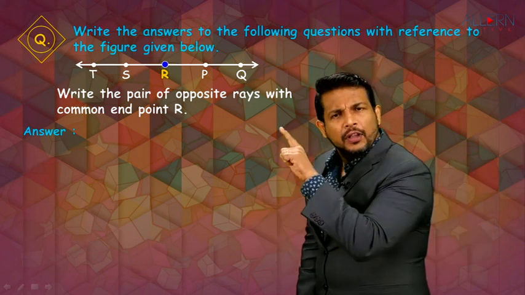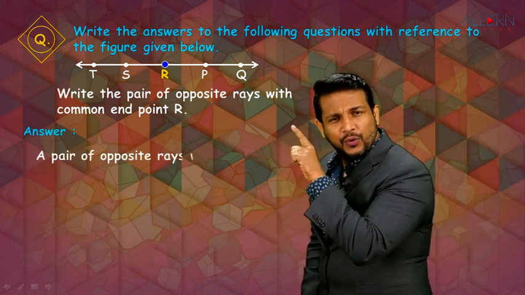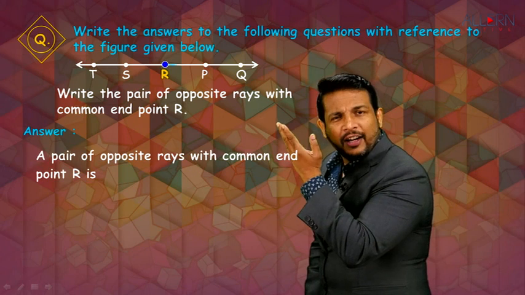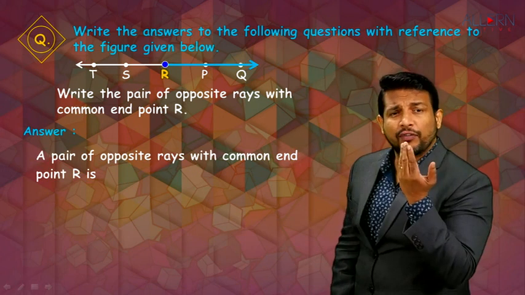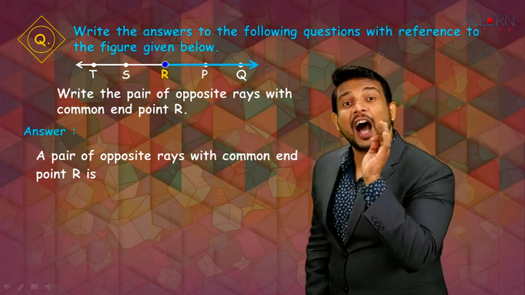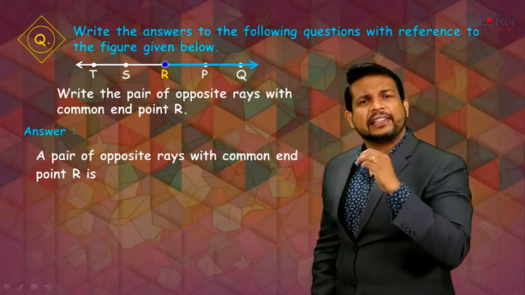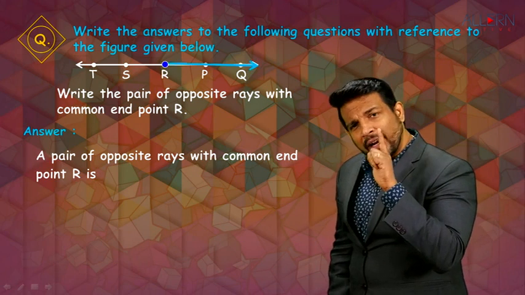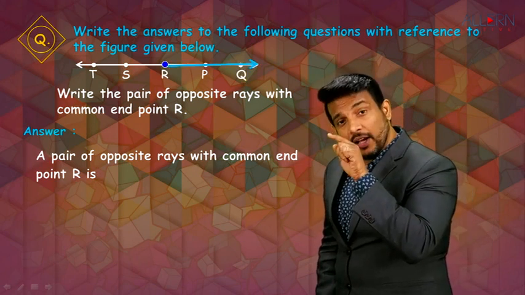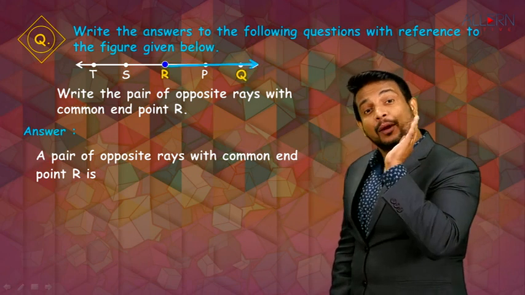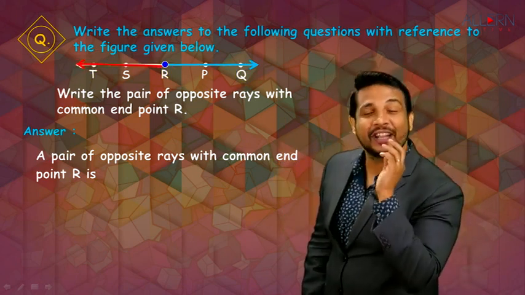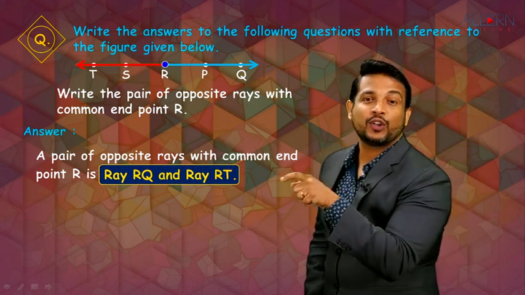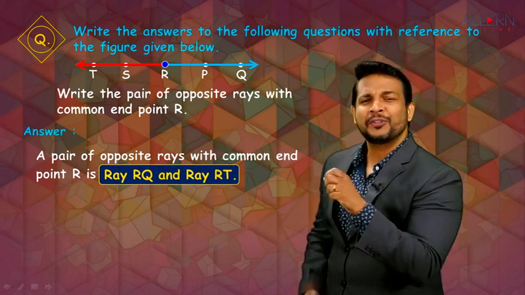Let's start from R. We consider a ray which moves in one direction, towards P or towards Q. Which one is that? Ray RQ, or we could call it ray RP. That is one ray. We want one more ray which starts from the same origin R and moves in the opposite direction on the same line. Which one is that? Ray RT. That means now we know the answer: ray RQ and ray RT. Was that easy? It's so very simple.